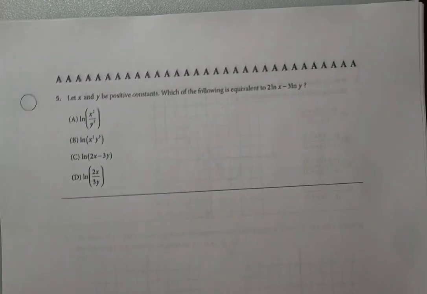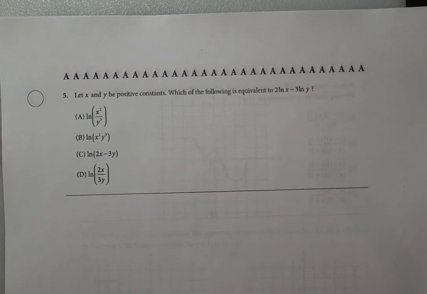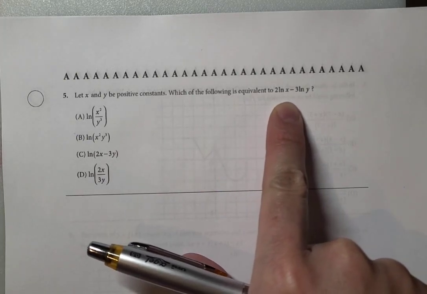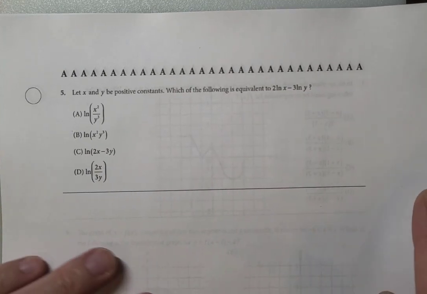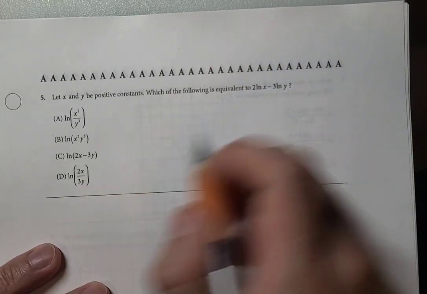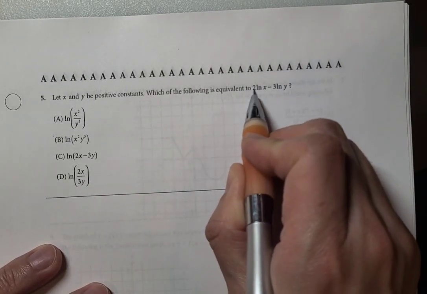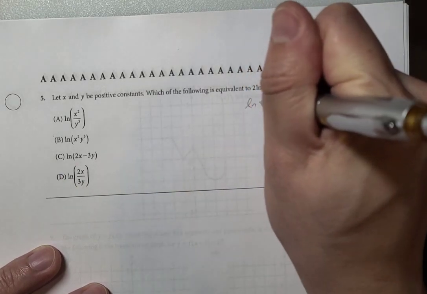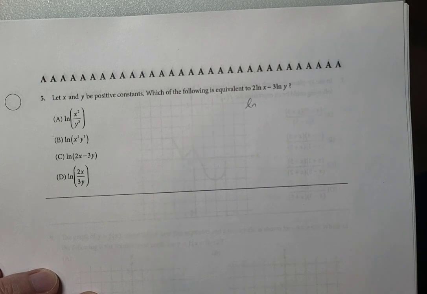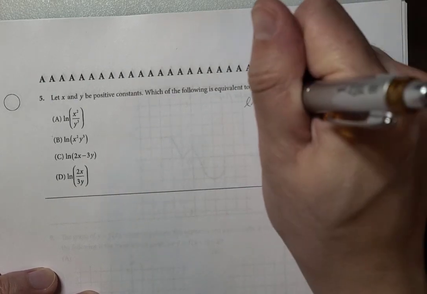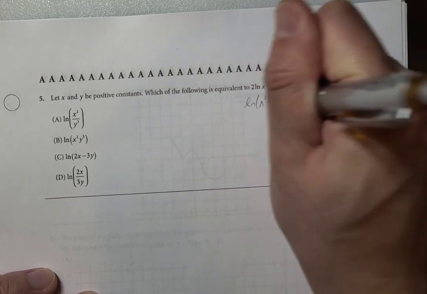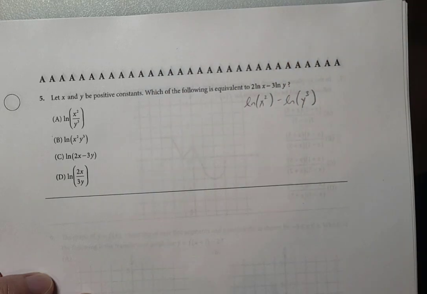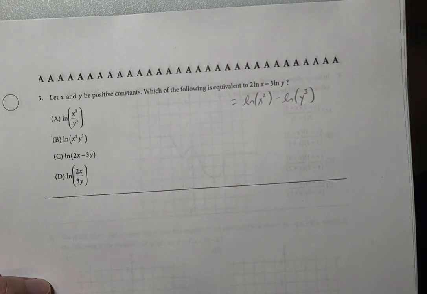Let's move on. Let x and y be positive constants. Which of the following is equivalent to 2 ln x minus 3 ln y? So we're going to use properties of logs. I already can guess what we're going to do. We're going to move this coefficient out in front back as an exponent inside the log. So instead of natural log, I'm just going to say log, that's what a lot of people do actually. Log of x squared minus log of y cubed is equal to that.